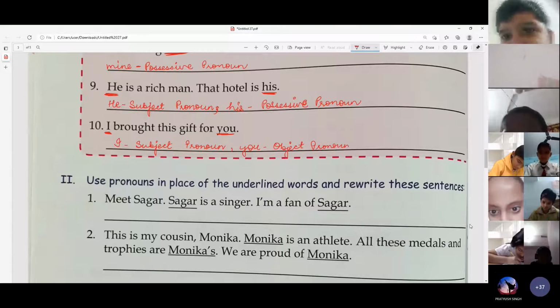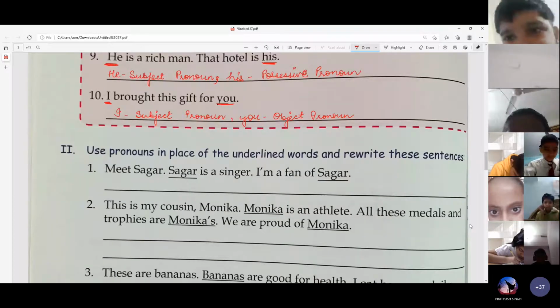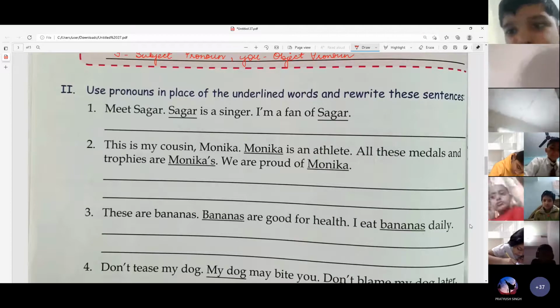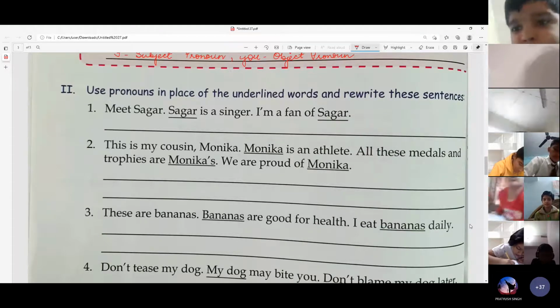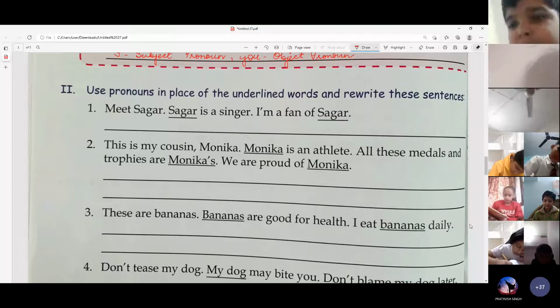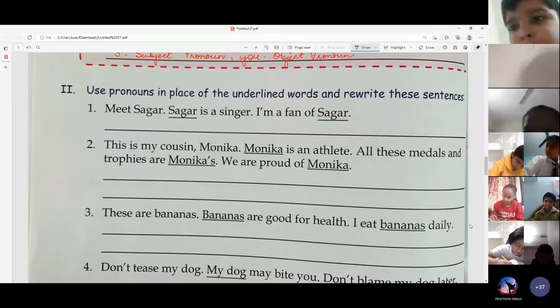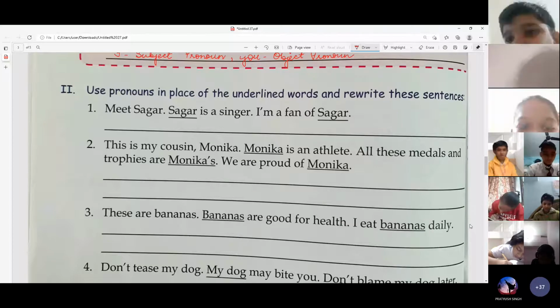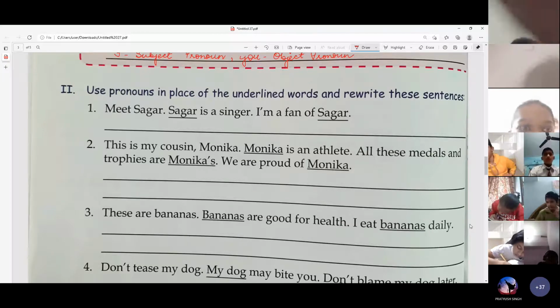Now we'll do the second exercise. Use pronouns in place of the underlined words and rewrite these sentences. See, the underlined words are repeated nouns. So in place of repeated nouns, what are you going to do? You'll write pronouns.